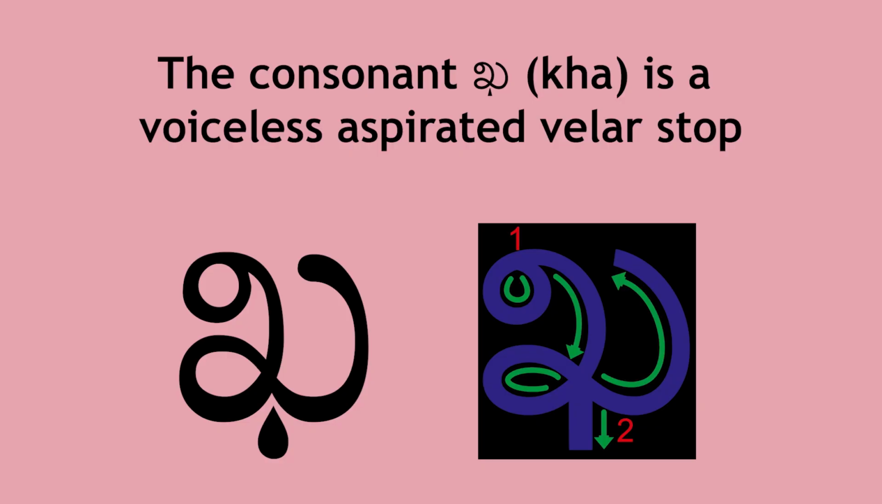The third consonant Kha is a voiceless aspirated velar stop. It is articulated through a complete occlusion formed by the back of the tongue against the velum, followed by a forceful release accompanied by a noticeable burst of aspirated airflow. The vocal cords remain non-vibratory throughout the articulation.